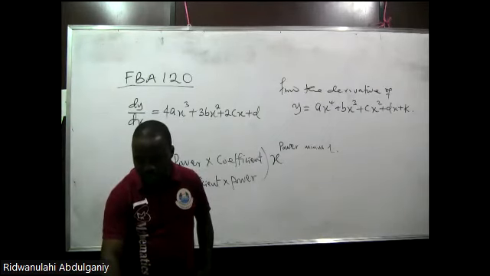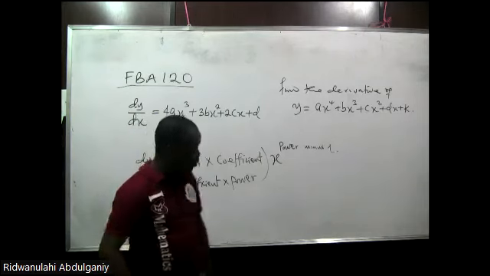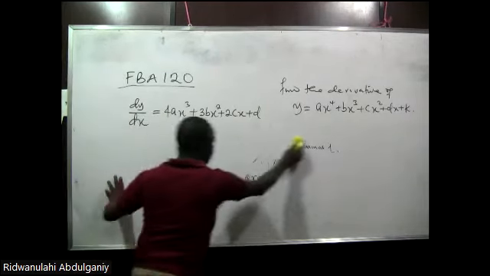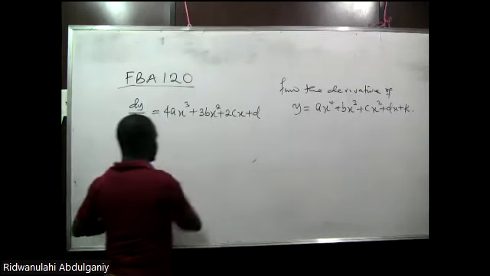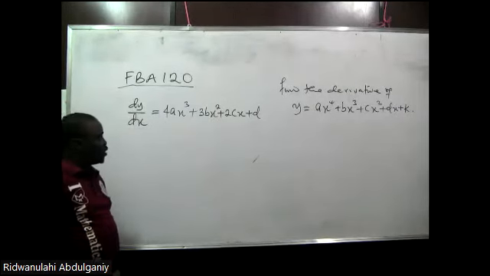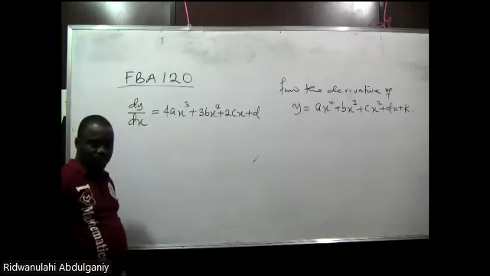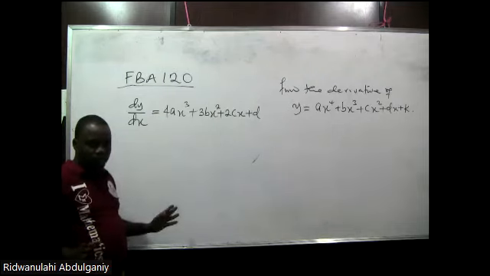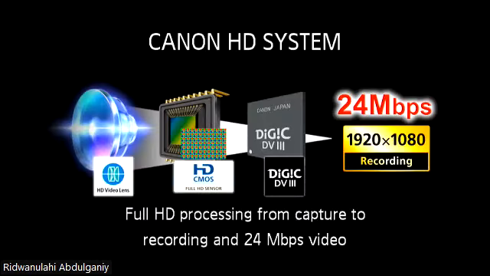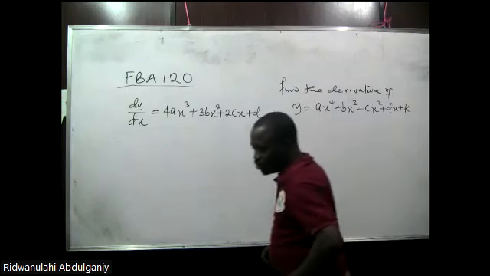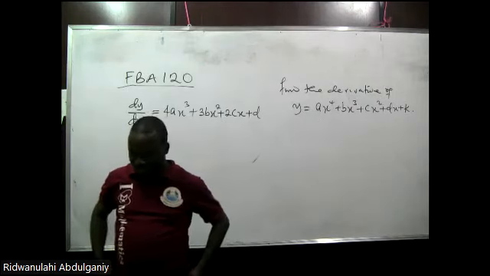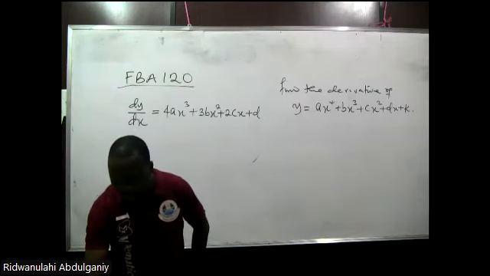Who else would like to try? Yoniola, kindly unmute yourself, please. Yes, sir. Yes, what's your result? 4ax cubed plus 3bx squared plus 2cx plus d. That's all, sir. So the same result as Esther. I will tell you very soon whether the result is correct or not. Someone said plus 1.